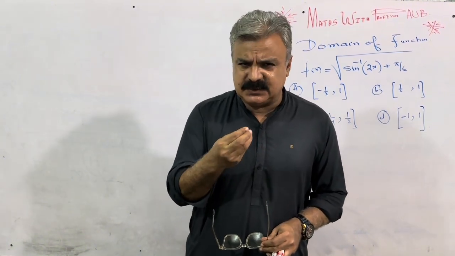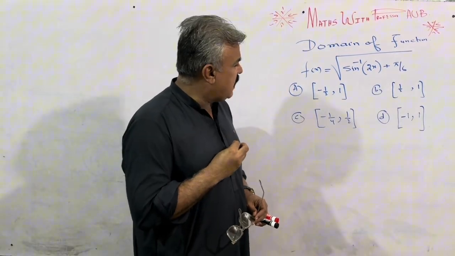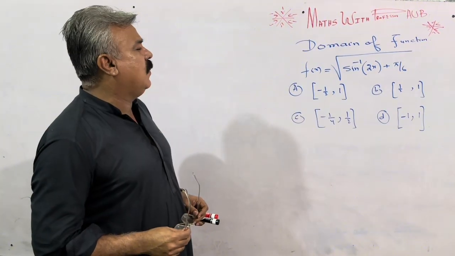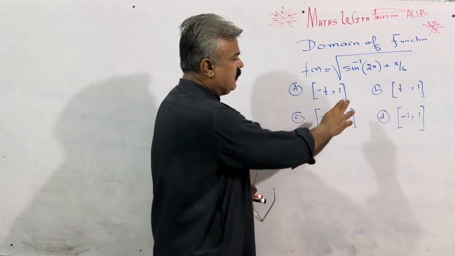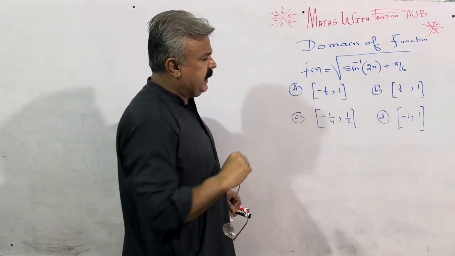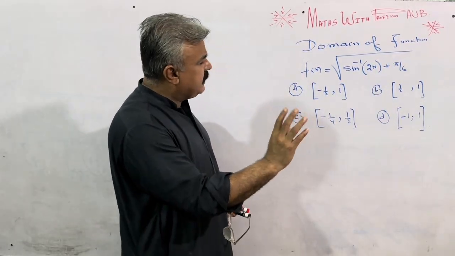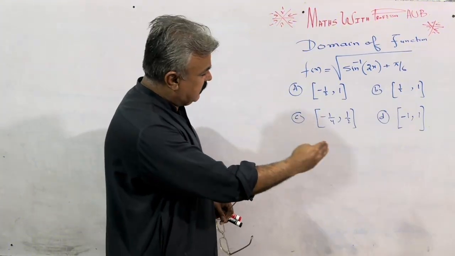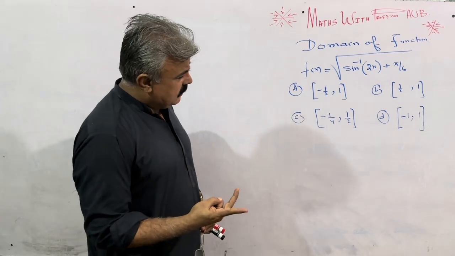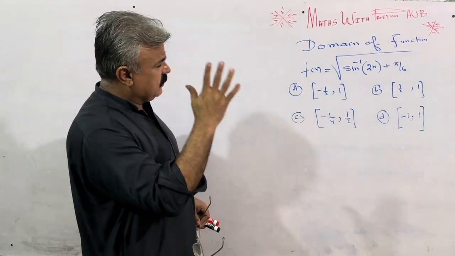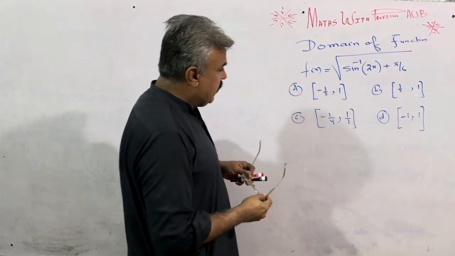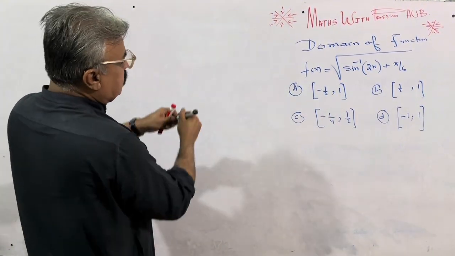Now let's deal with this question. Our question goes as f of x is equal to square root of sine inverse of 2x plus pi over 6. Look at this. There is no denominator, so there is no need to worry about the values where the denominator ceases to exist. Number two, it has no log, so don't worry about positive or negative values. Okay, there is a square root. In square root, we cannot afford a negative quantity.